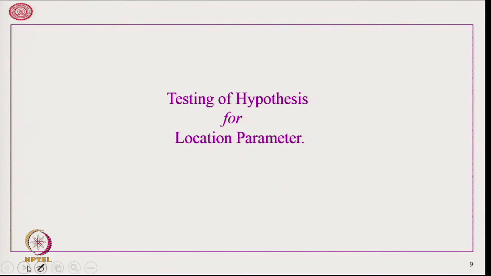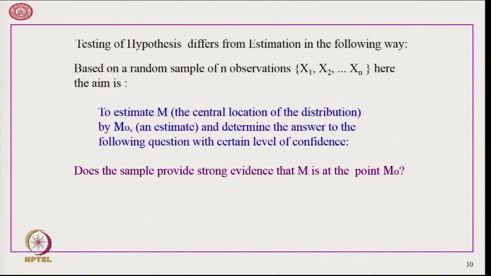Therefore, the most important concept is testing of hypothesis. Testing of hypothesis differs from the concept of estimation in the following way. Here, based on a random sample of n observations, let me call them x 1, x 2, up to x n, our aim is to estimate m, the central location of the distribution, by some value m naught. M naught is an estimate which may be based on the sample or which may be theoretically thought of, and determine the answer to the following question with a certain level of confidence: does this sample provide strong evidence that m is at the point m naught?